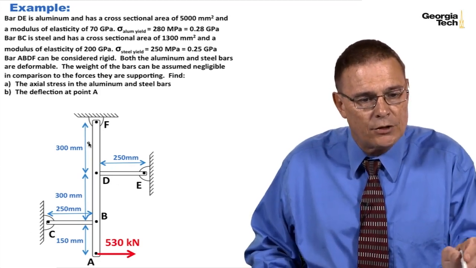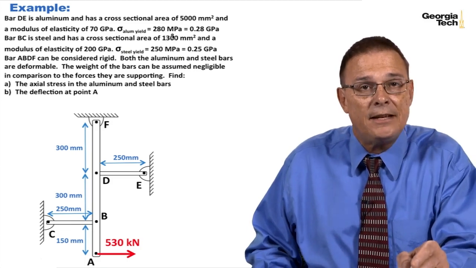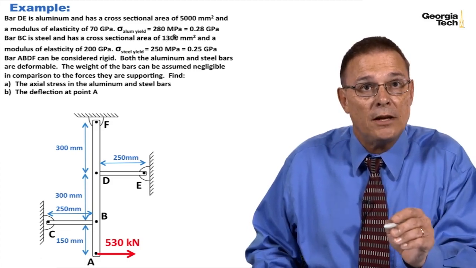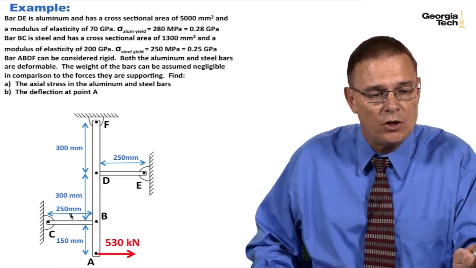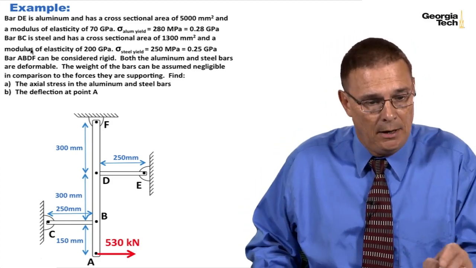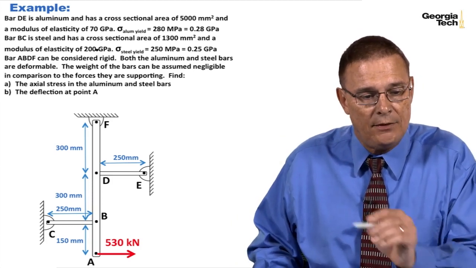Bar DE here is aluminum. I give you the cross-sectional area, the modulus of elasticity, and what the yield stress is for aluminum. And I do the same thing for bar BC, which is steel. I got the cross-sectional area, the modulus of elasticity, and the yield stress.